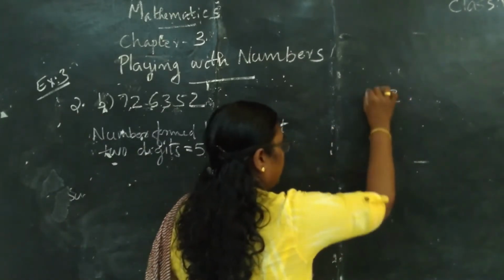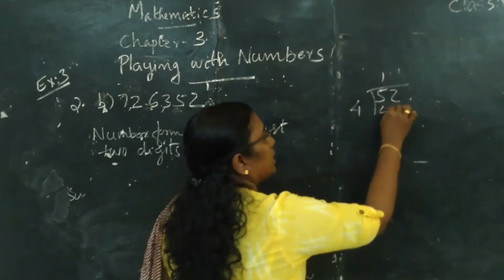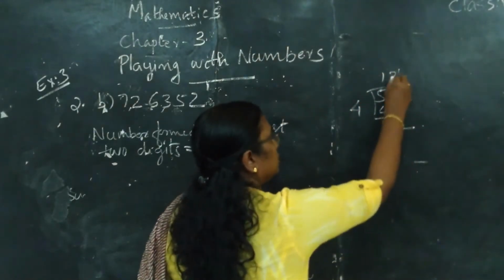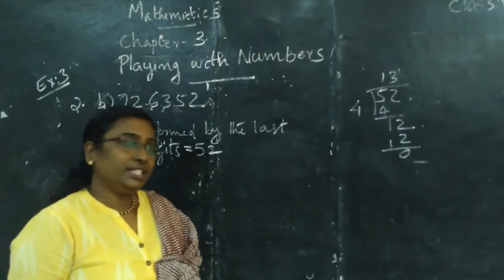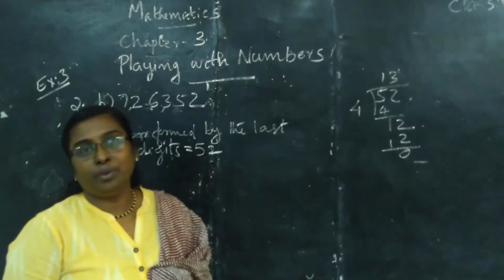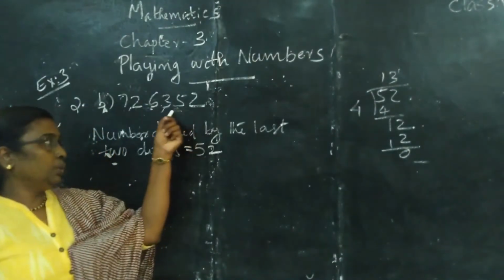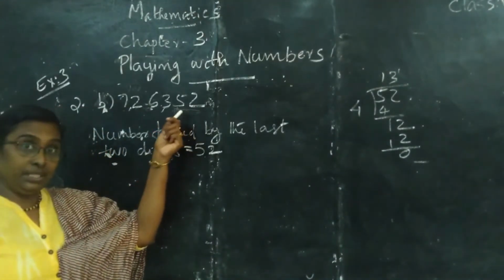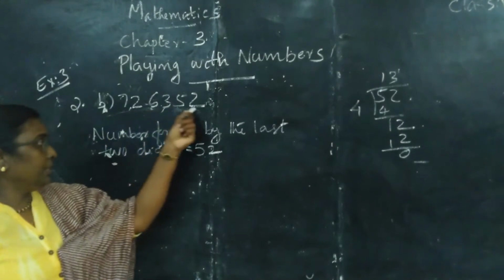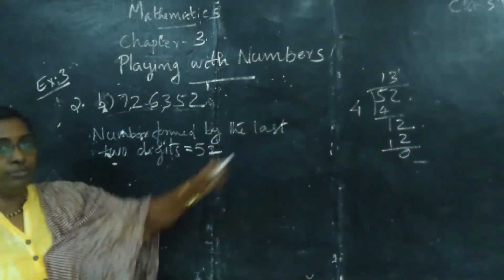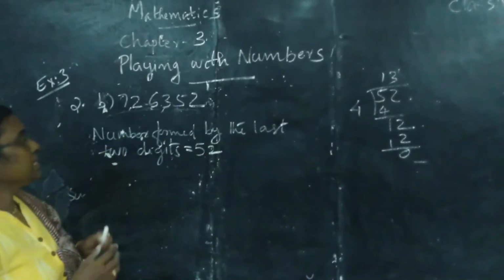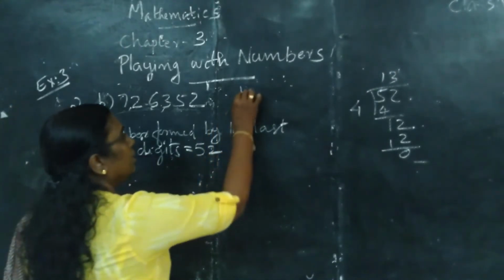52 divided by 4. 1 times 4, 12. 3 times 4 is 12, remainder is 0. Since the remainder is 0, 52 is divisible by 4. Since the number formed by the last two digits is divisible by 4, the whole number is divisible by 4. Therefore, this number is divisible by 4.